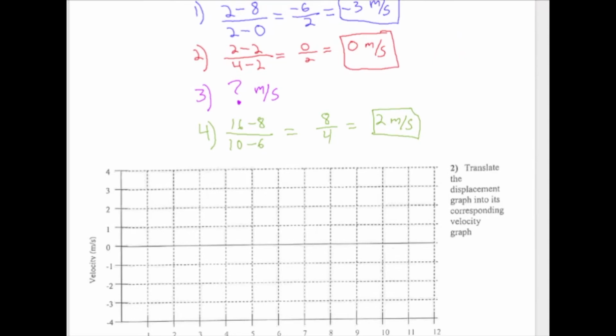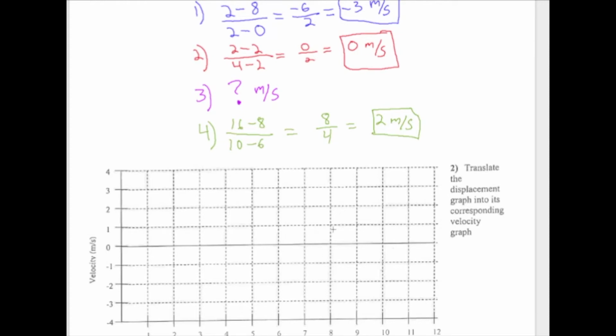2 meters per second. All right, so now we're going to use the information that we just got above to make a velocity versus time graph. After we broke our displacement versus time graph up into similar parts of motion, we then figured out the slope at those specific time intervals, and we're going to use that information now to create a velocity versus time graph. So our slope tells us velocity.